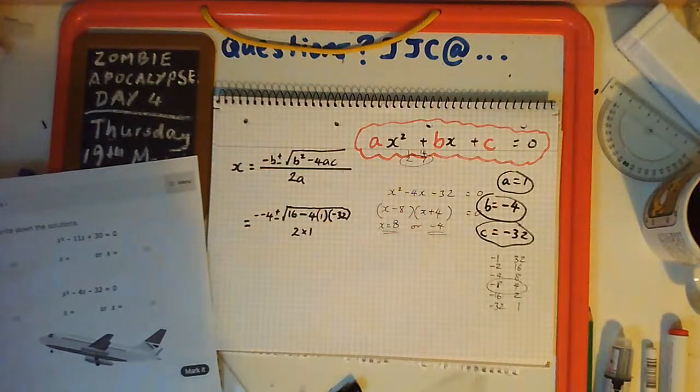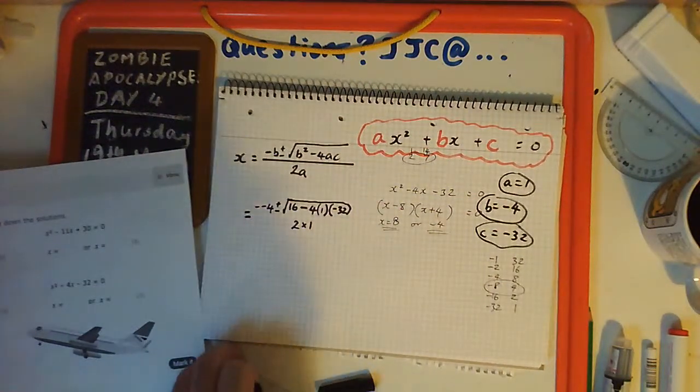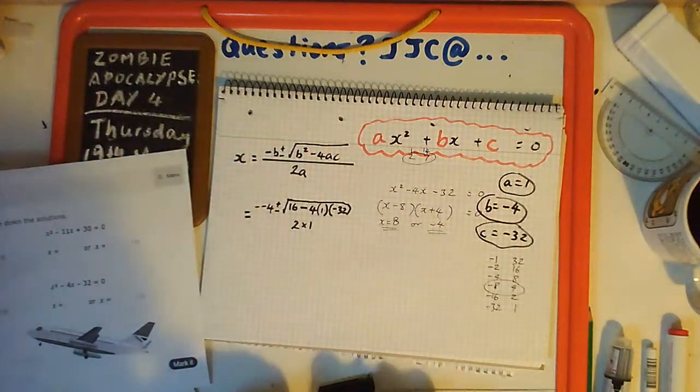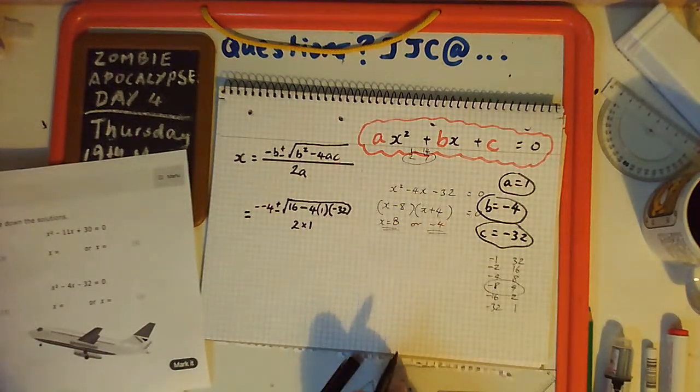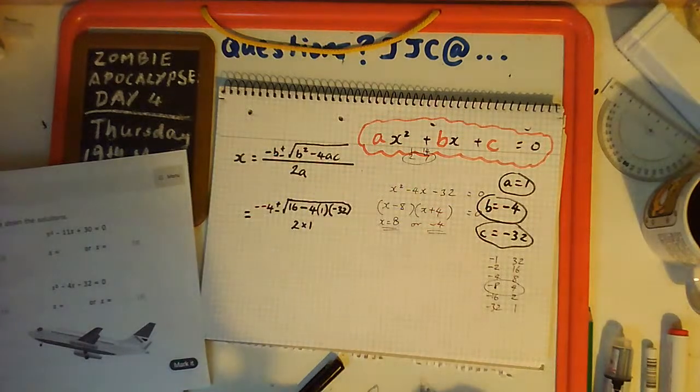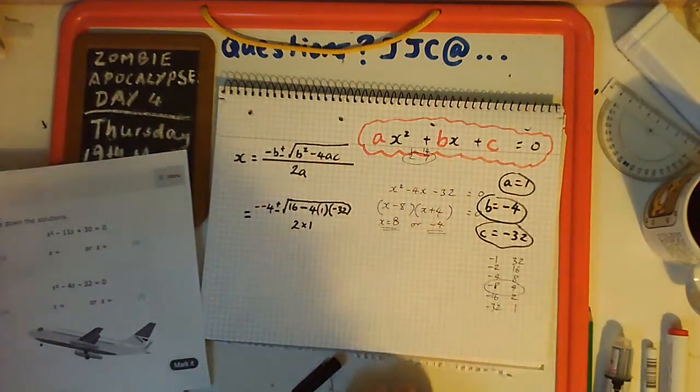Let me just try and pick up my ruler. It is stuck to this. Still no emails. I'm really struggling with this ruler. There we go.